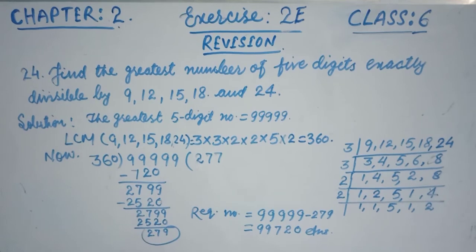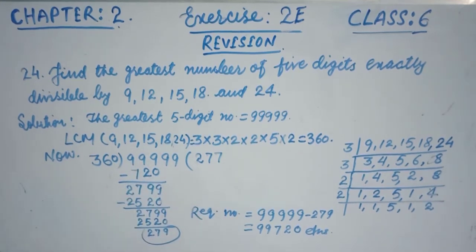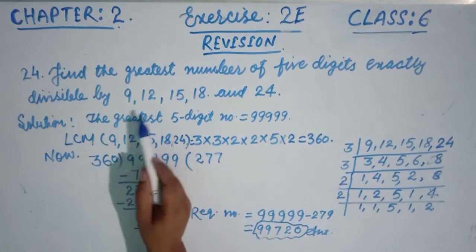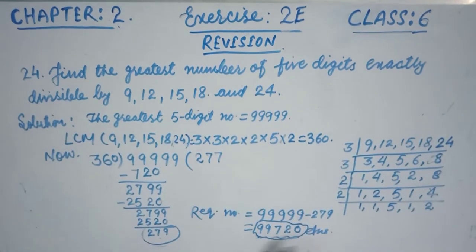If it is divisible by 360, then this is your answer, friend. But here we got some remainder, 279. If you subtract this from 9999, then we will get the required number that is divisible by 9, 12, 15, 18 and 24. Hence, friend, this is your answer.